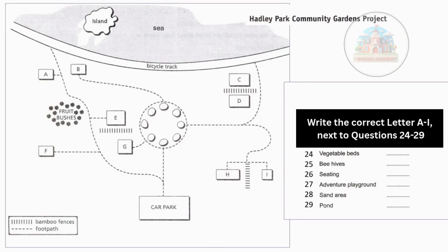And finally, the pond area. So it's on the left-hand side of your plan, towards the top, just above the fruit bushes and to the left of the little path.